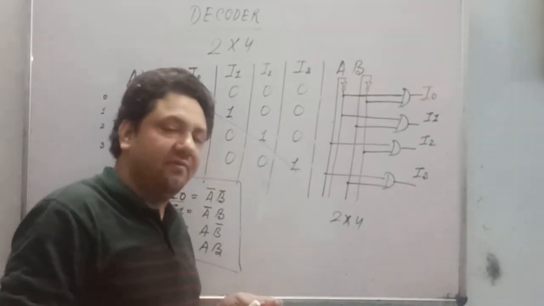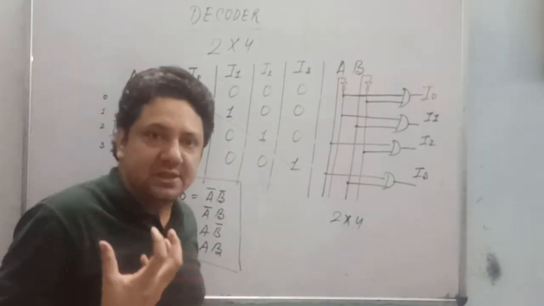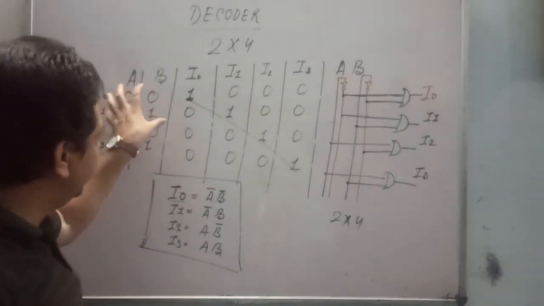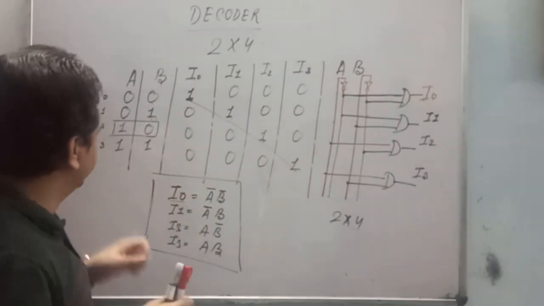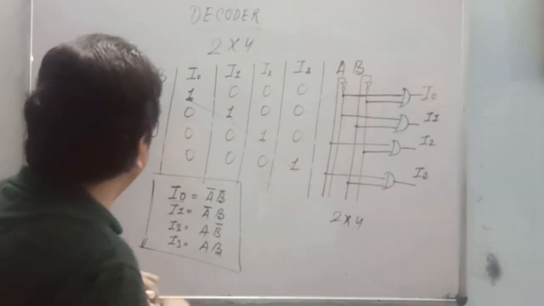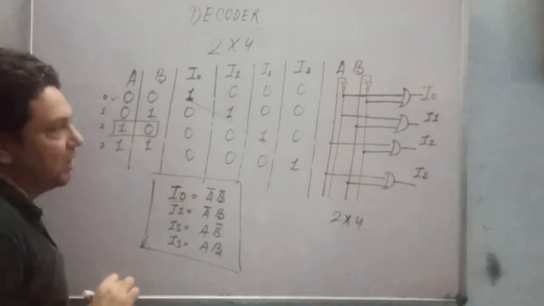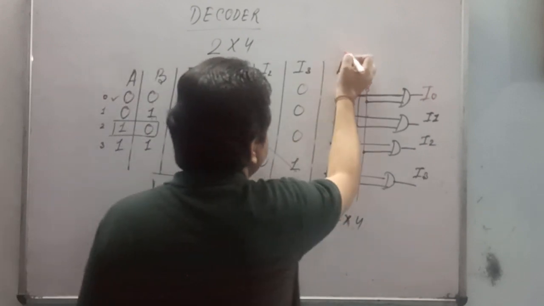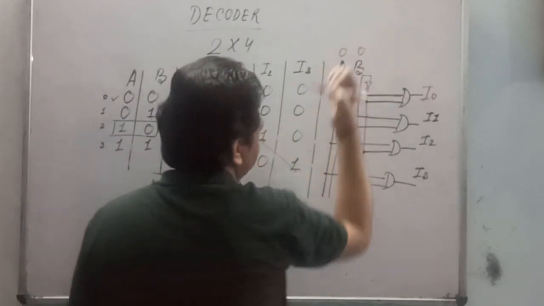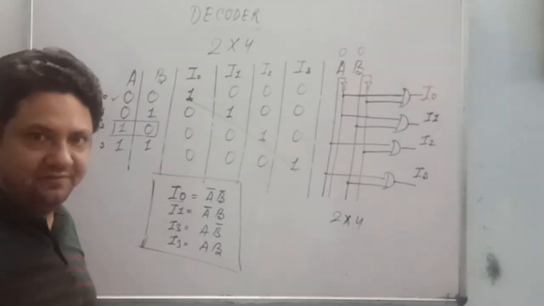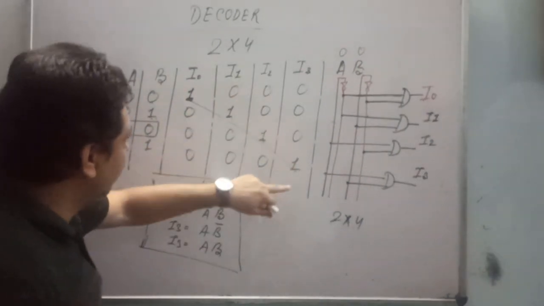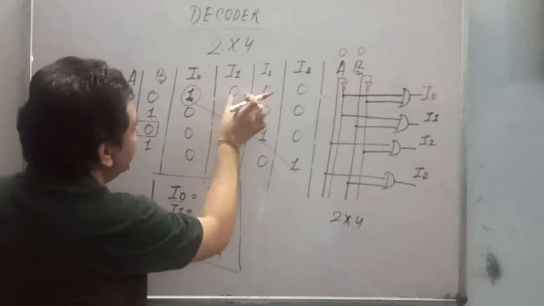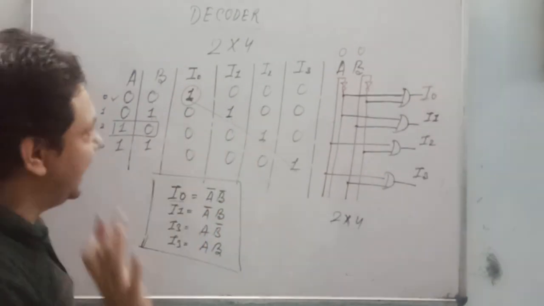Now the last and final is how to check this circuit is working correctly according to the input and output. Okay, let me check. Suppose I am taking this value for the checking purpose, A0 and B0, and I am passing A is 0 and B is also 0. Then which output should be activated? Okay, so according to the truth table, this output means I0 should be activated and remaining should be deactivated. Okay, fine. So let me check.